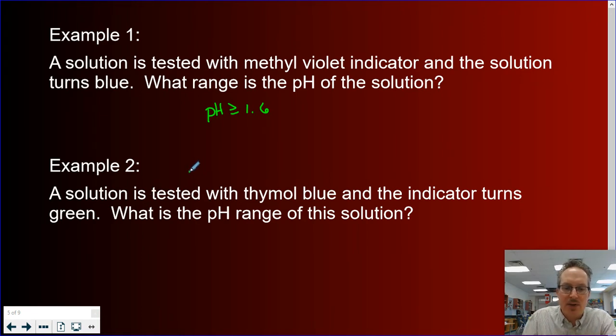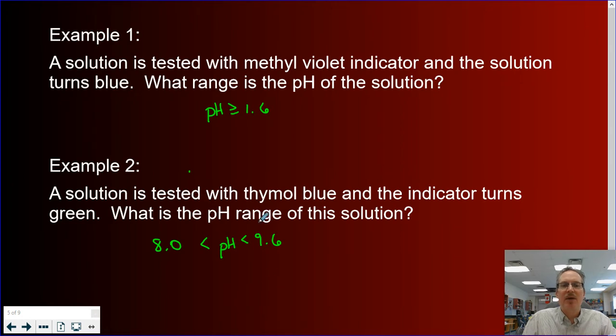So when is it green? Well, it is green when the pH is less than 9.6, but the pH is greater than 8.0.